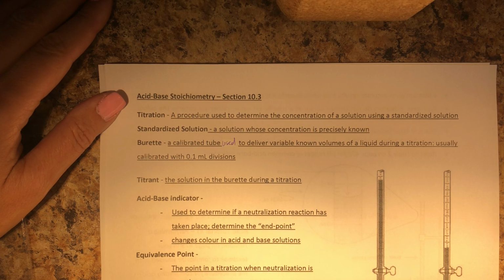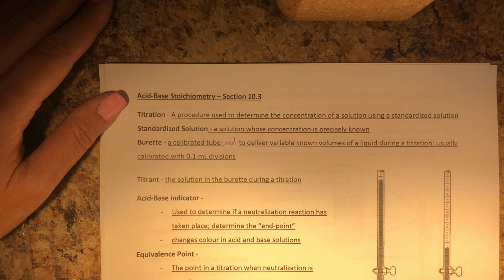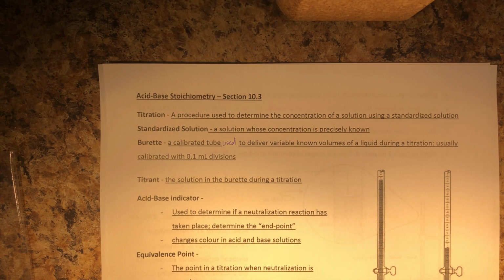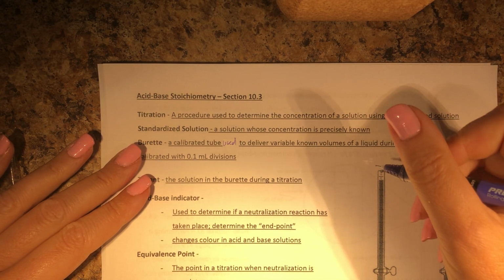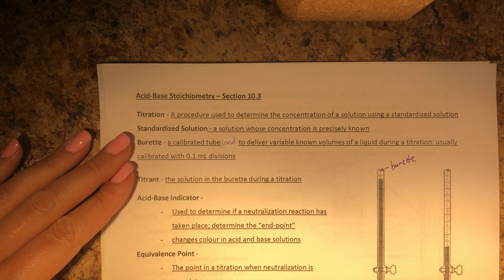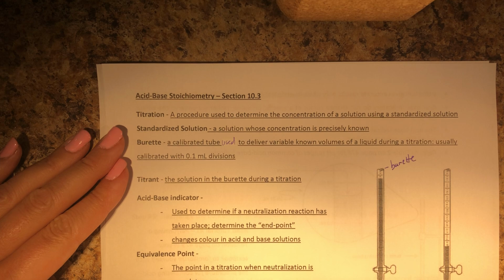is called a titration. So a titration is a procedure used to determine the concentration of a solution using a standardized solution. Well, what is that? That's a solution whose concentration is precisely known. And for this procedure, we need a burette. And this is a burette here in this picture. And both of them, actually. These are both burettes. And it's a piece of lab equipment which will help measure precisely 0.1 milliliter divisions.